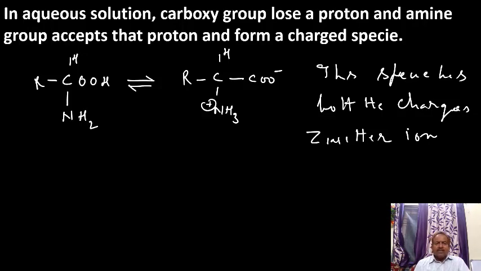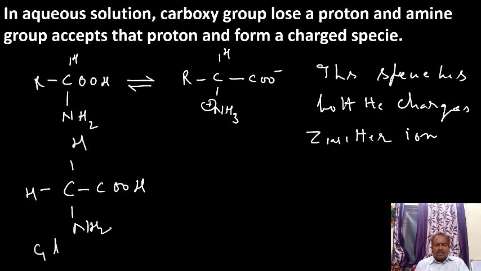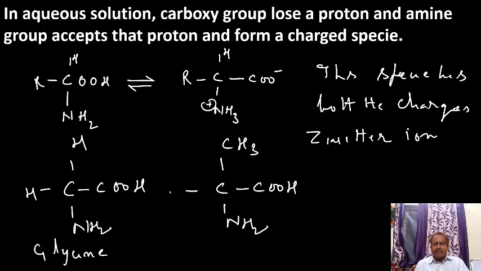Now, let us see the amino acid once again. This is carbon, COOH, this is NH2, this is R, this is H. Now, in place of this R, if you keep hydrogen, what is this substance? Glycine. Now, one more: COOH, NH2, and in place of R, let us keep CH3, therefore this is alanine.